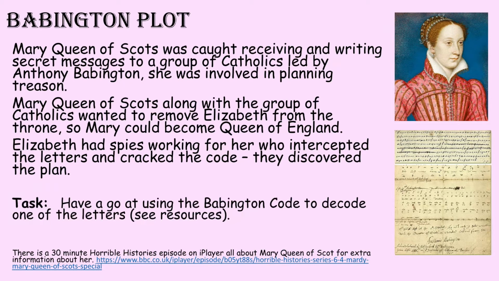Now, Elizabeth was a very intelligent woman, and she actually had spies working for her, and it was their job to intercept these plots that were being made behind her back. And one of her spies did in fact catch some of the letters that were being sent between Mary, Queen of Scots and Anthony Babington. Now, they were actually writing in code. So Elizabeth's spies had to decode the messages before they were able to understand what the plan was. And they discovered the whole plan, and there is this code called the Babington Code.